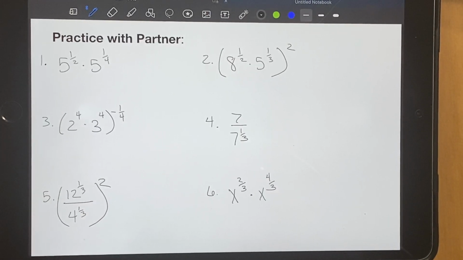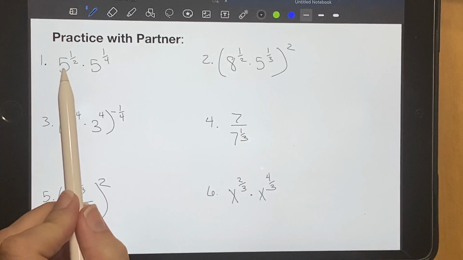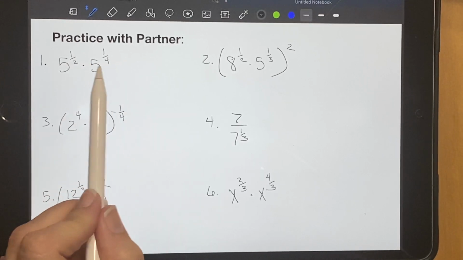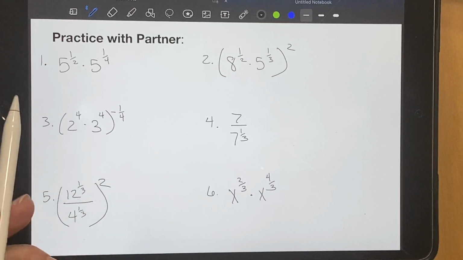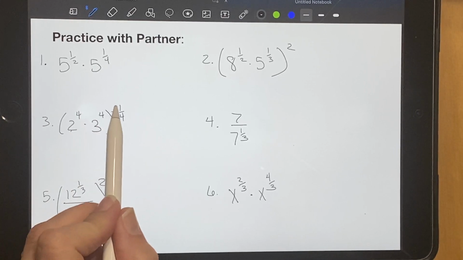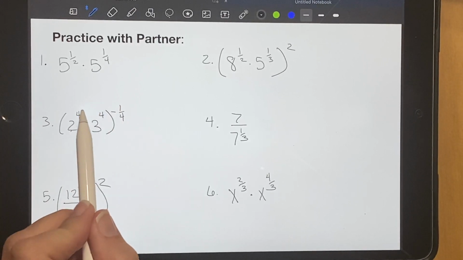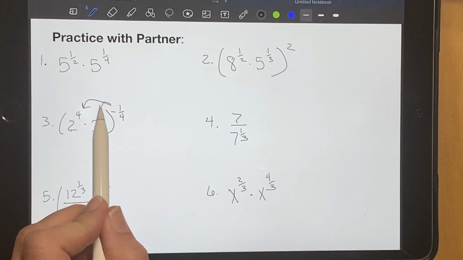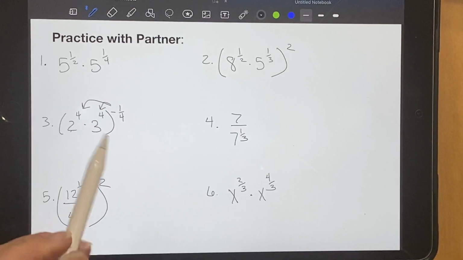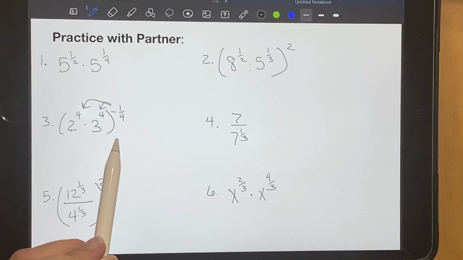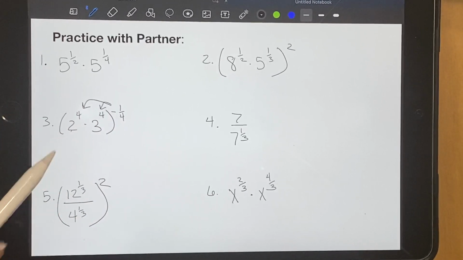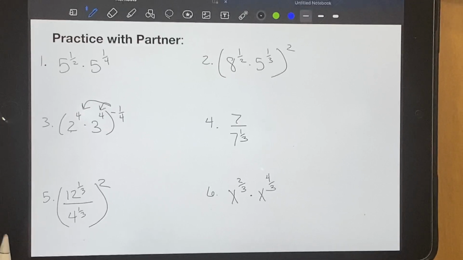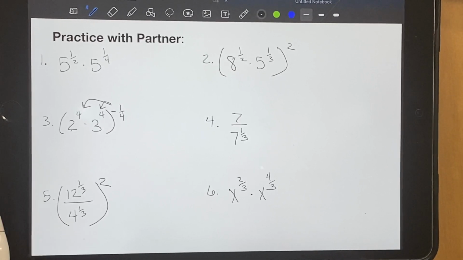So on these, when we're looking at it, we have the same base, so yes, we can add our two fractional exponents here. For these, we would take our -1/4 and distribute it to each one. And since we're multiplying times 4, the 4s are going to cancel out. So we're just going to have a -1.